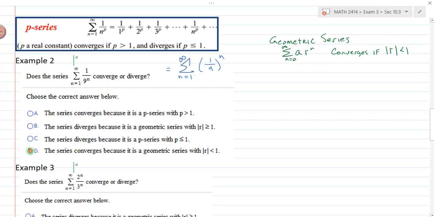If this was a multiple choice question on a test, we would say the series converges because it's a geometric series where the absolute value of r is less than 1. It's easier to identify that if we rewrite the series. So anytime you have 1 over something raised to a power of n, you can rewrite that as the fraction raised to the power of n.